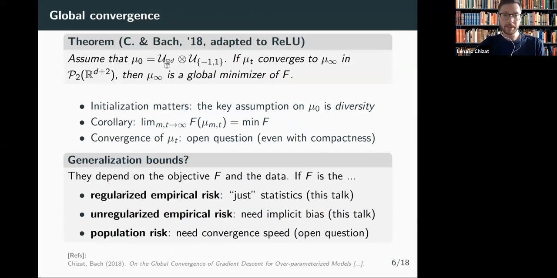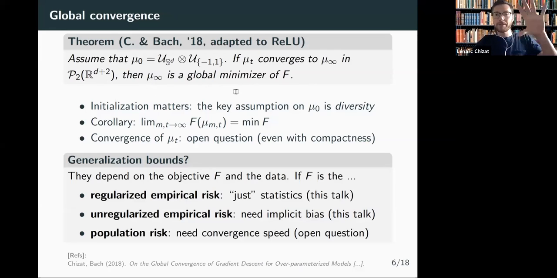Assume that at initialization, the hidden weights are uniform on the sphere, and the output weights are uniform on the set {-1, 1}. Under this condition on the initialization, we can show that if this limit dynamics mu-t converges to some probability measure, then this limit is a global minimizer of our objective function f. All right, so let me comment a little bit on this result.